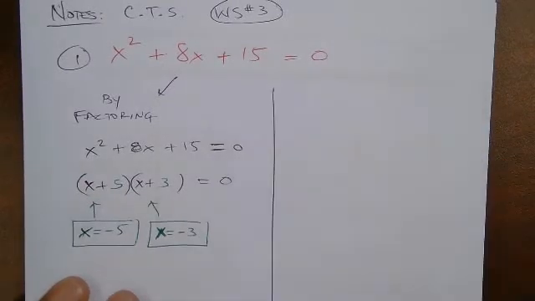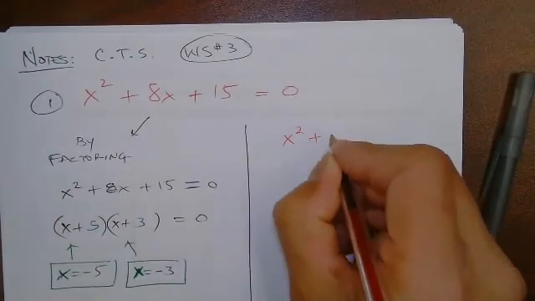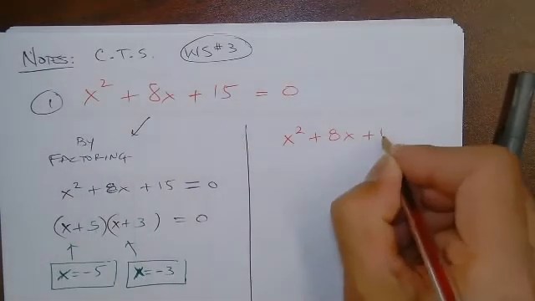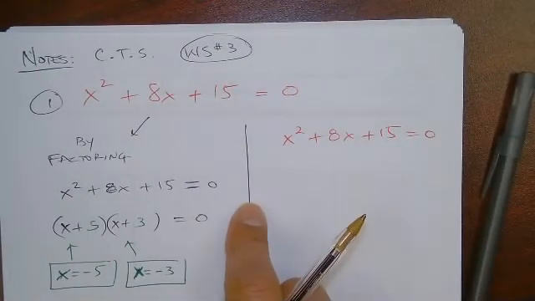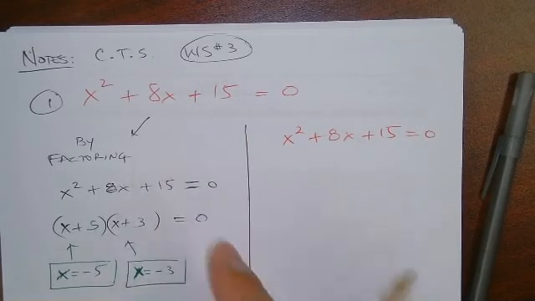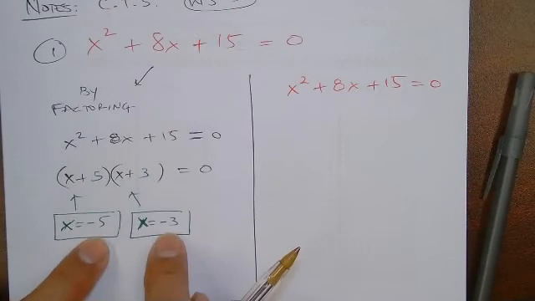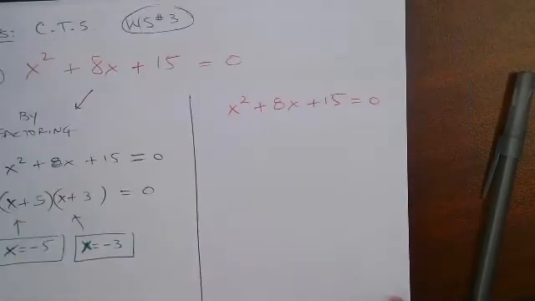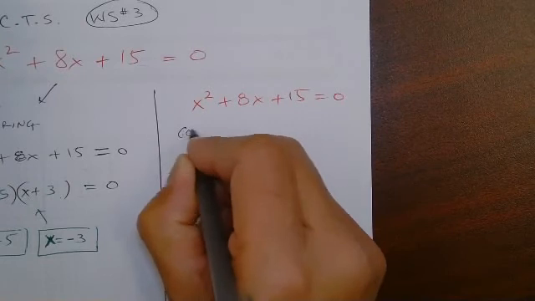Okay, now we're going to do the same problem by completing the square. Well, yeah, it's going to seem longer completing the square, but I'm telling you the problems that you're going to get, this is the way to go, completing the square, because they're not going to be factorable. They're not going to have these nice solutions like this. Okay, we're going to do the same problem by completing the square.